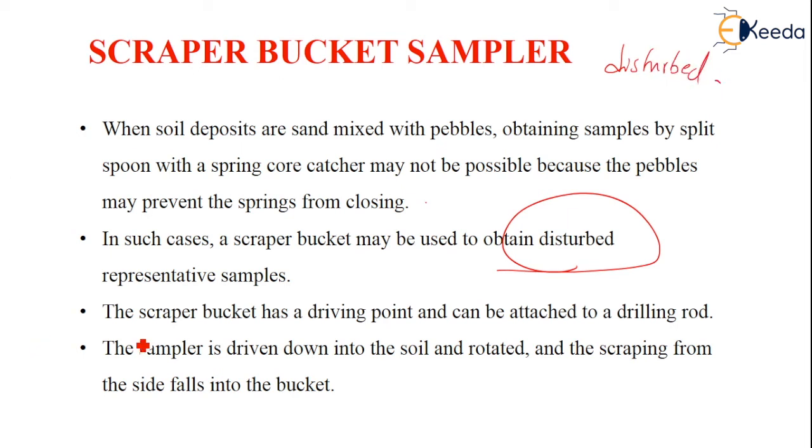Generally, a scraper bucket has a driving point and it can be attached to a drilling rod. The sampler is driven to the desired level of the soil and then rotated, and then the scrapings from the side walls fall into the bucket.